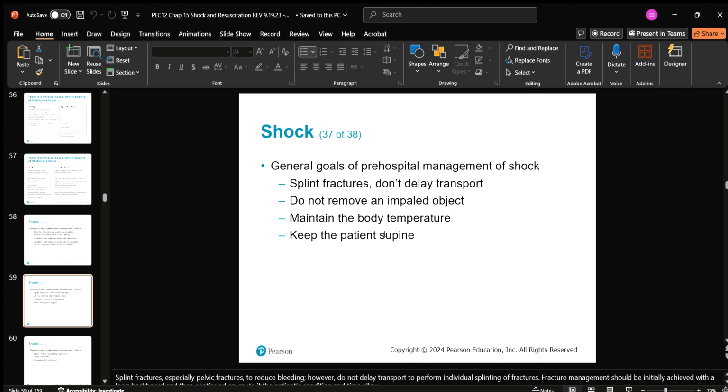Keep the body temperature. Keep them warm. How are we gonna keep them warm? Blanket and turn the heater on. What do you think it's like in August here in Waco in the back of the truck? Brutal. It is brutal. But you have to do it.